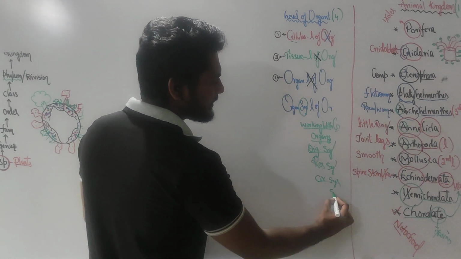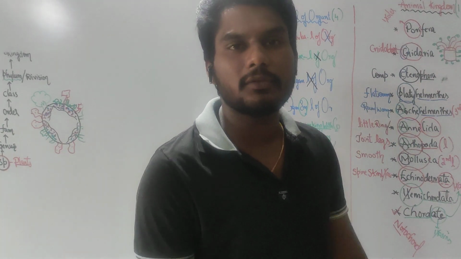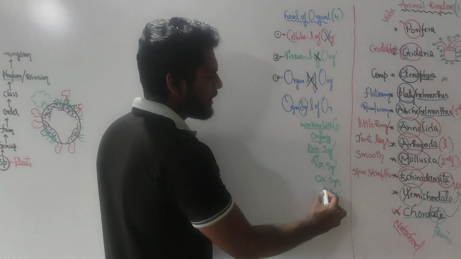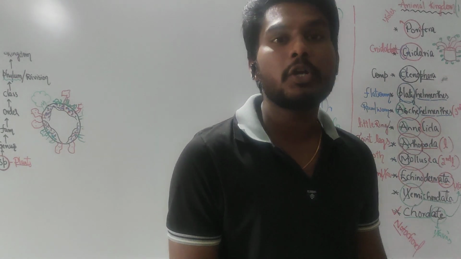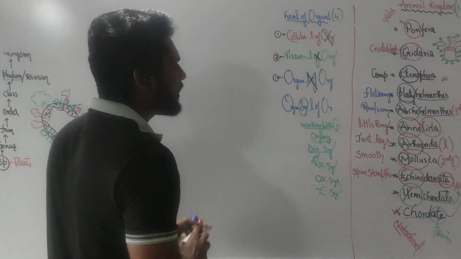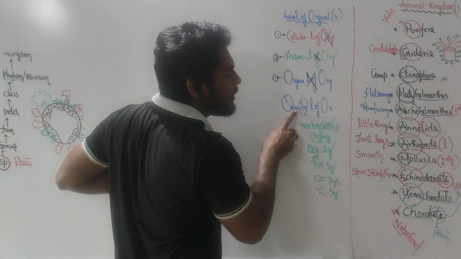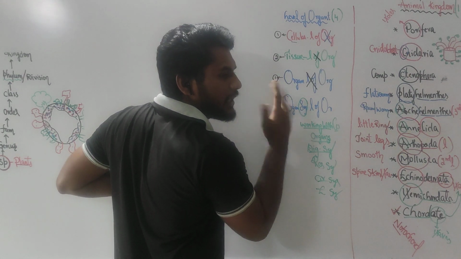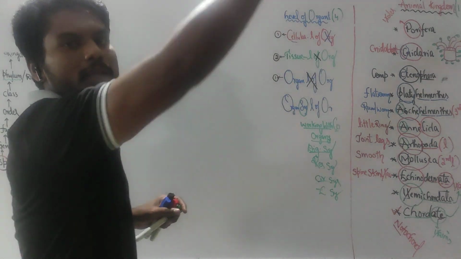Next, system. System means working with coordination. Who are working with coordination? Organs are working with coordination. What work? Excretion. So the chapter name is excretory system. In this manner, neural system, endocrine system, human reproductive system. So here organ system means working with coordination. Who are working? Organs. What work? Digestion, digestive system, respiratory system, circulatory system, excretory system, and so on.